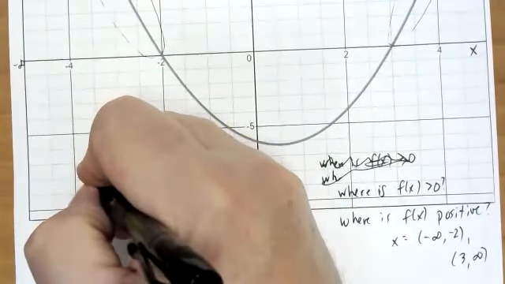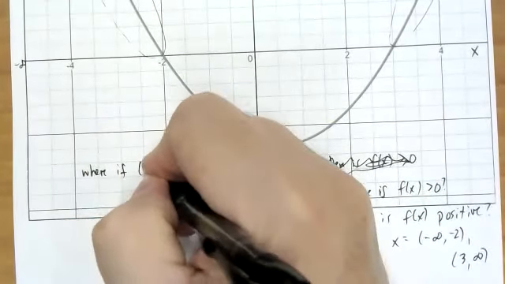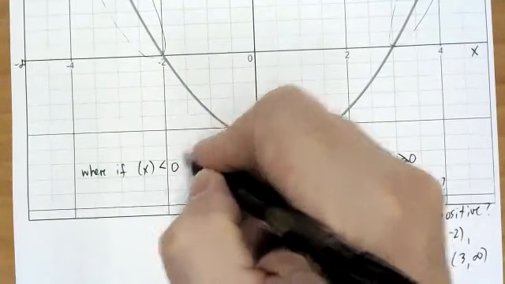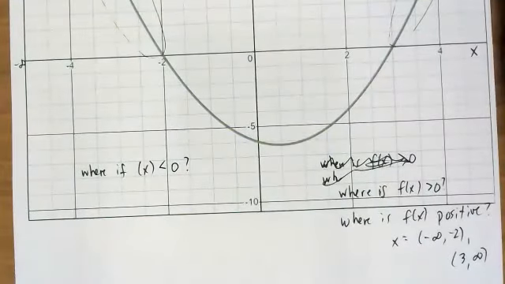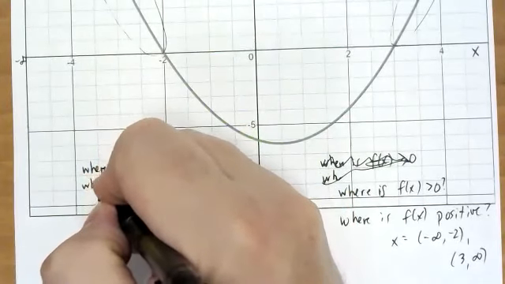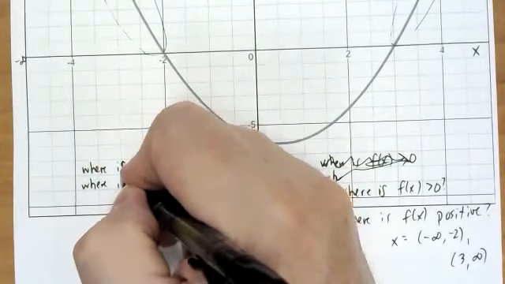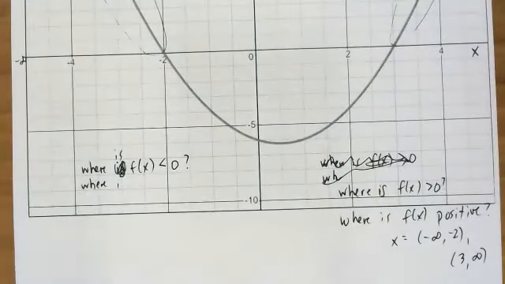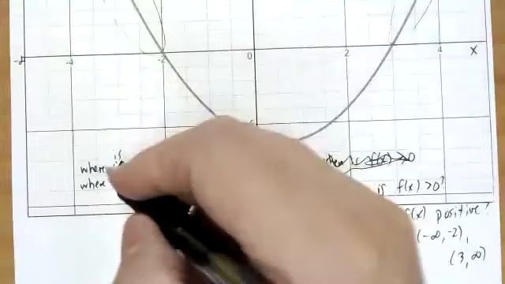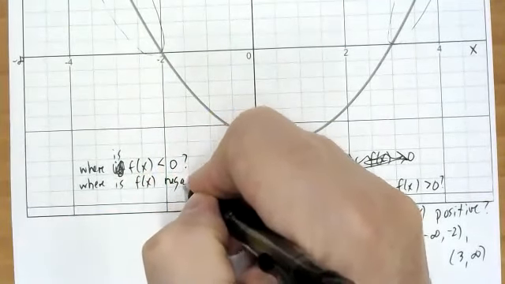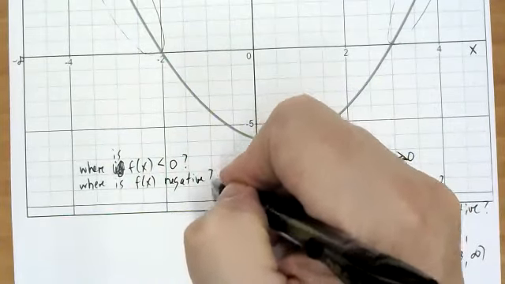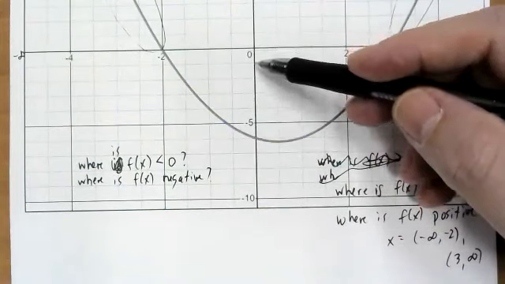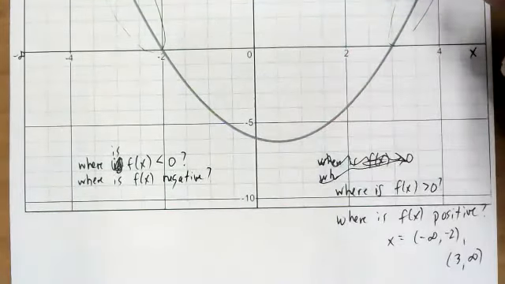Now let's go back and ask, where is f of x less than zero? You know what? I keep saying f, sorry. Where is, wow, I really messed up. Where is f of x less than zero? That's the same question as saying where is f of x negative. What's it mean to say the function is less than zero? That means basically the function values are all the negative numbers. So that's why it's the same thing as saying where is f of x negative.